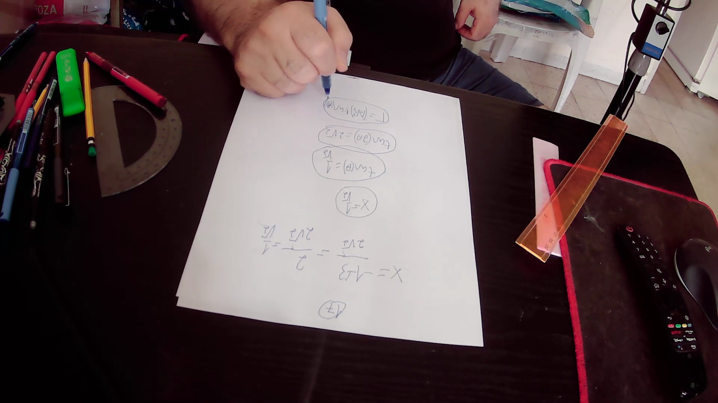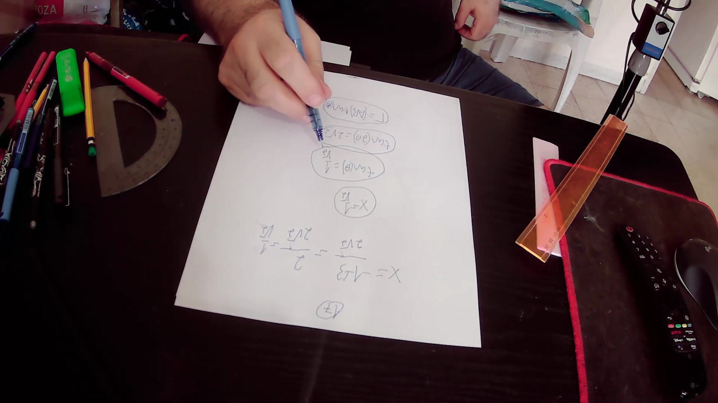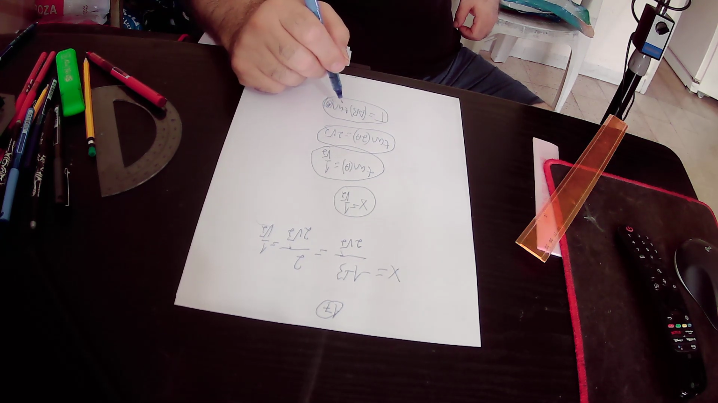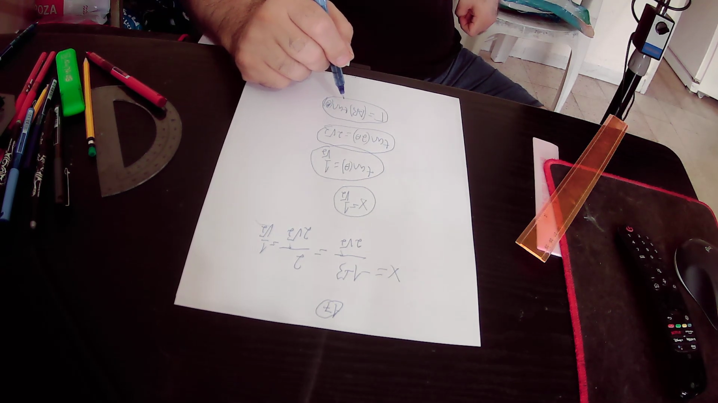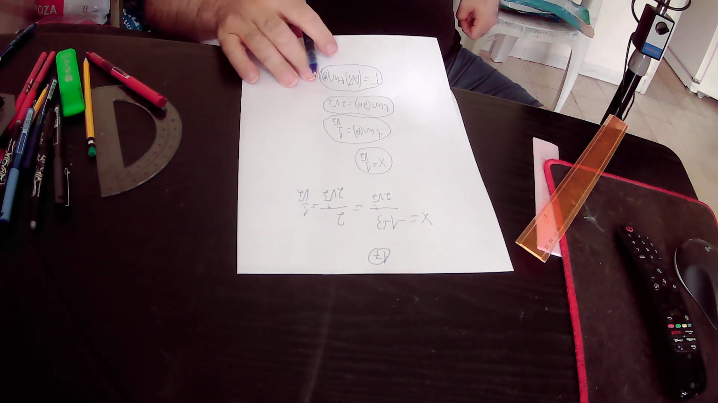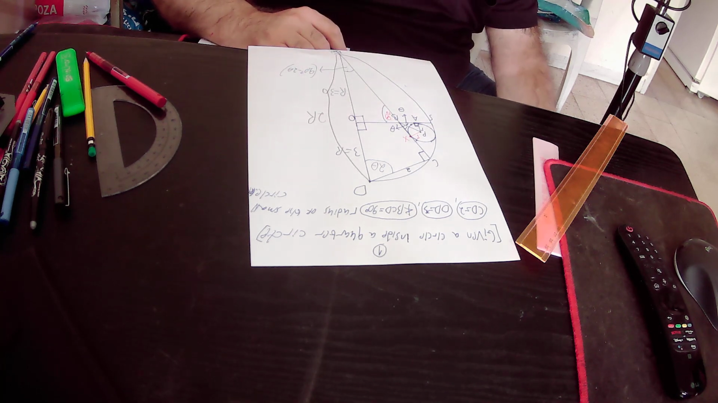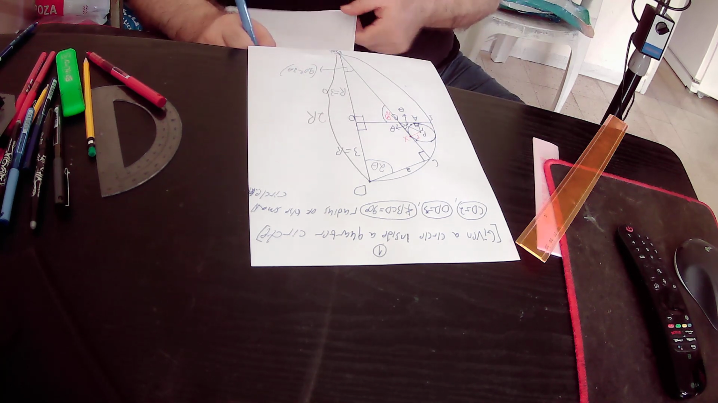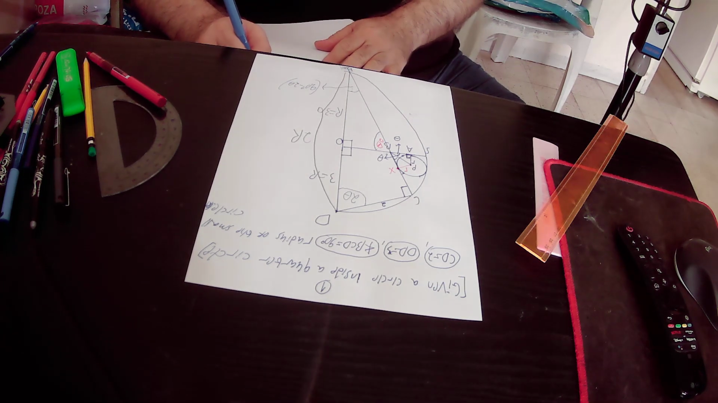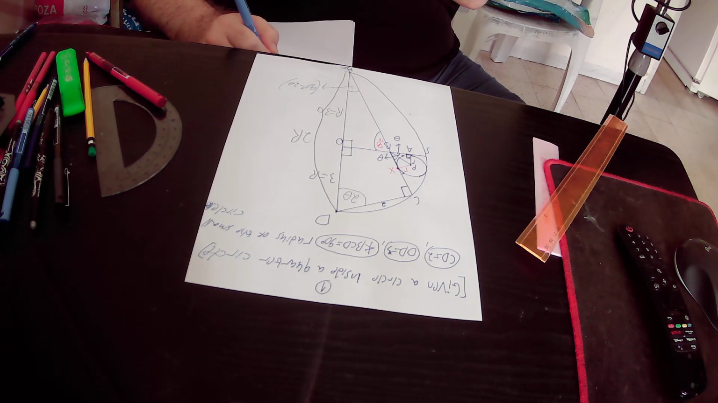And we have already found out that tangent theta equals 1 over root 2. So the only thing that is left, in order to find the radius of the small circle, is to find the value of AB. To find the value of AB. So, in the next step, we will focus on the right triangle BOE.